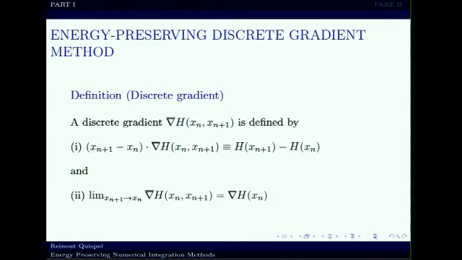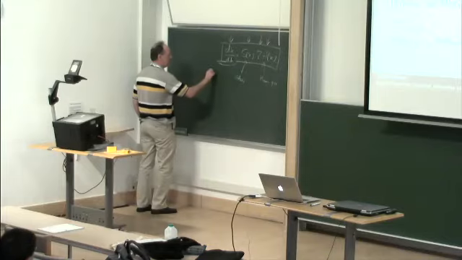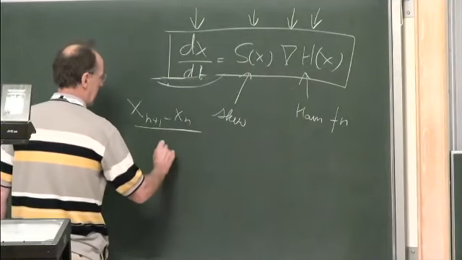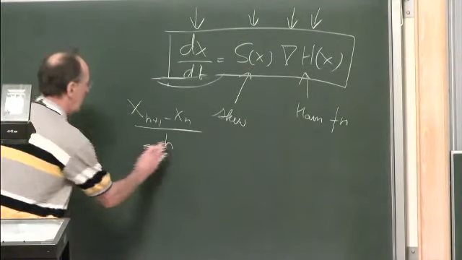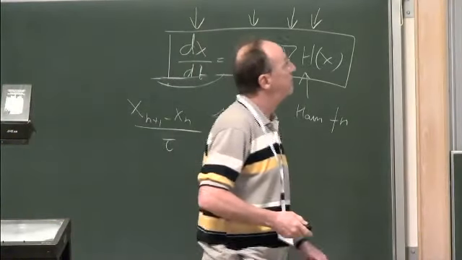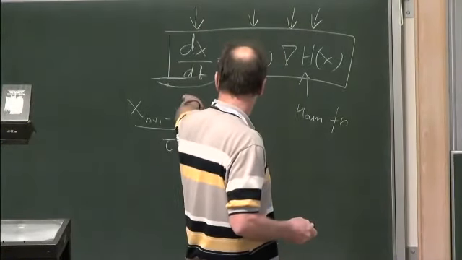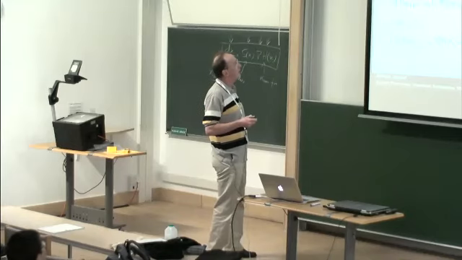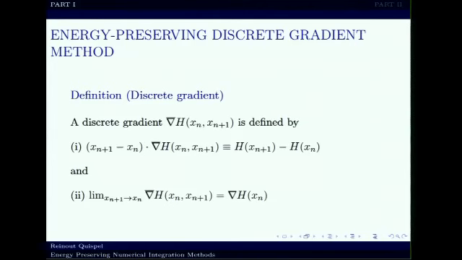The first thing is that the discrete gradient depends on, well, maybe I should first write down what is going to be my discretization of the left-hand side. That's going to be (x_{n+1} - x_n) divided by a time step, tau. So x_{n+1} is my new point, and x_n is my old point. And so you see here that this discrete gradient depends not just on one point, but on 2 points. That's a difference from the continuous gradient.